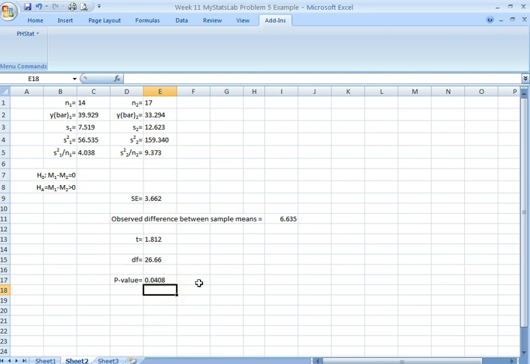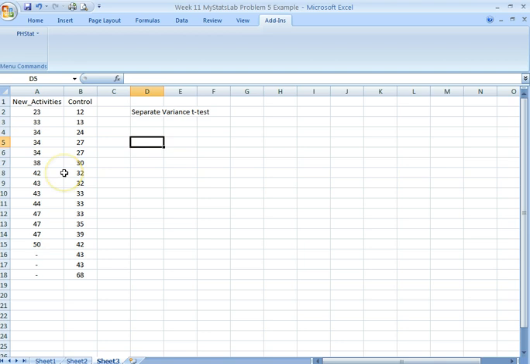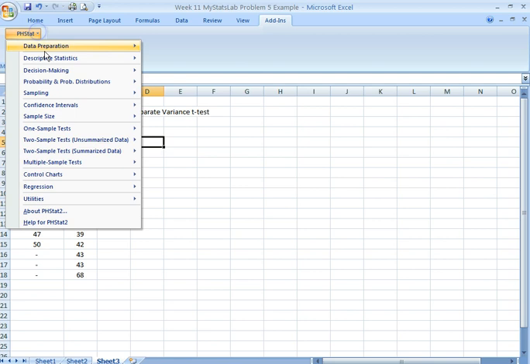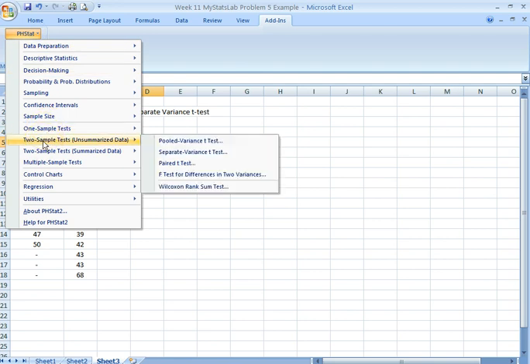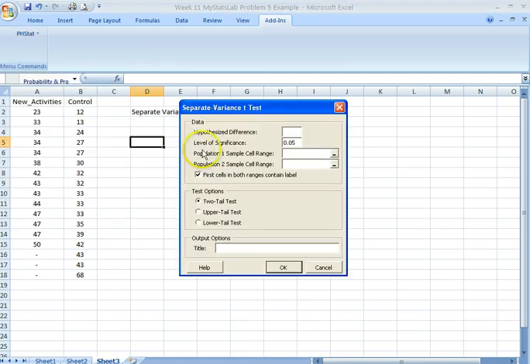Well, I have one other way we can do that. And let me tell you, it's a lot easier. So I'm going to go to another sheet. I have copied and pasted my data from both groups here. And this time we're going to let PHStat do it for us. So I go to my add-ins, PHStat. We're going to use two sample tests of unsummarized data and the separate variance t-test. So I'll click on that, and there we go. So everything we need to do is right here, and it's much simpler than what we just went through. It asks us for a hypothesized difference. Well, we know that's 0. So we'll enter 0 here.